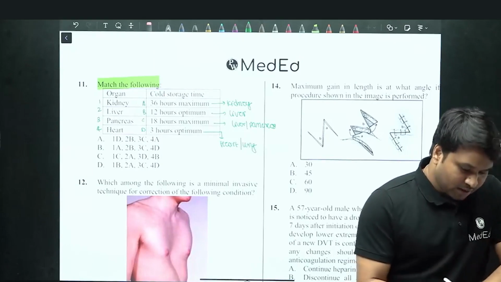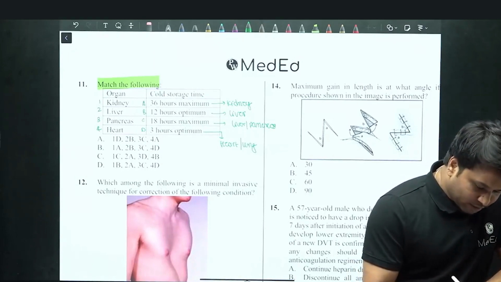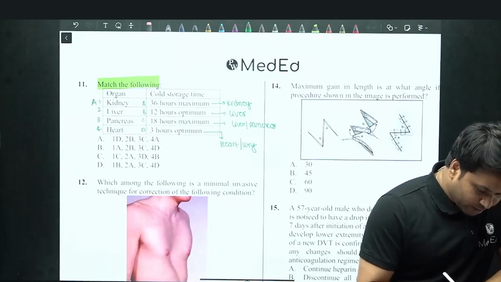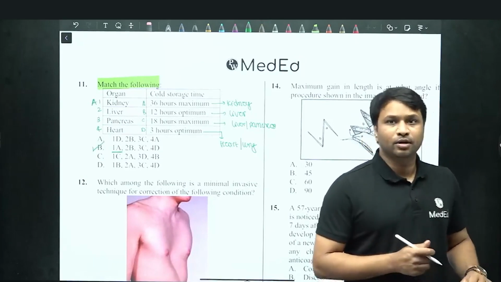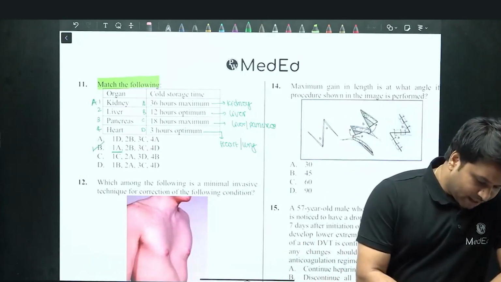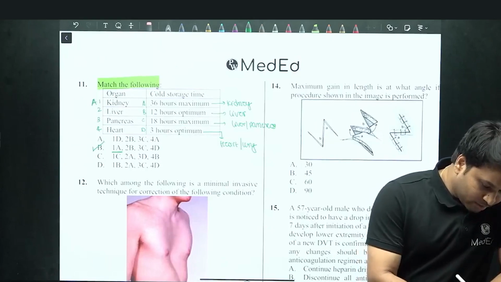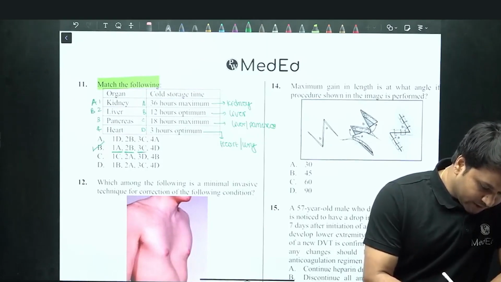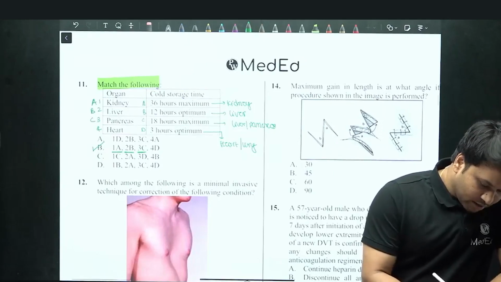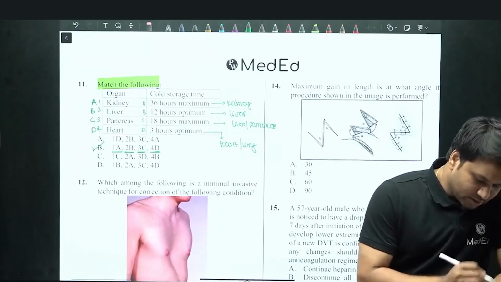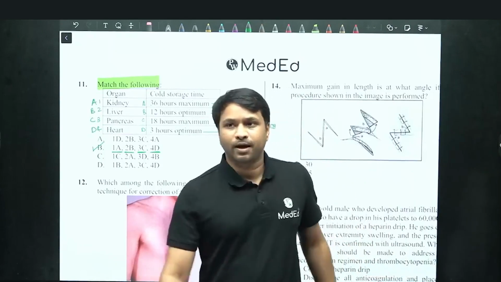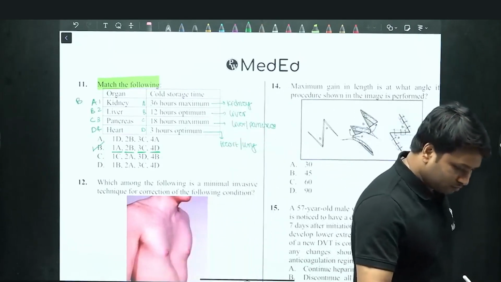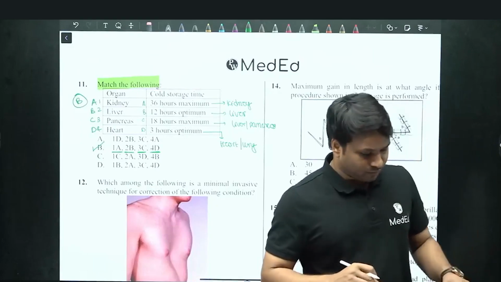Now let's match it. Kidney 1, undoubtedly it is going to be kidney only. So 1 is going to be A. So 1A, the answer is here only. Okay, so B for Bombay, right? Let's see the other one. The second one, liver. Liver is going to be 12 hours optimum. 2 is B. So this is also there. Pancreas, you have 18 hours of maximum because liver is already taken. So I can say safely C is pancreas. Heart is D. So it's ABCD only in the same sequence. So answer is B for Bombay. Answer here is going to be B for Bombay. Clear? Okay.